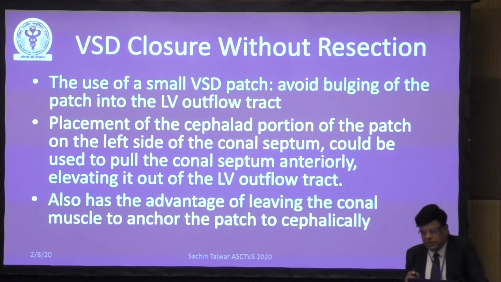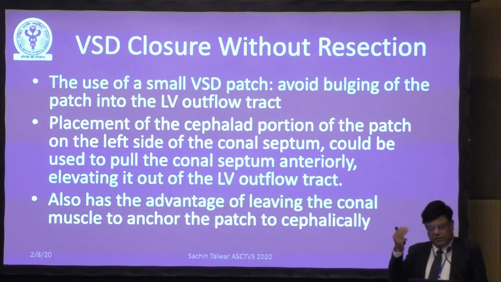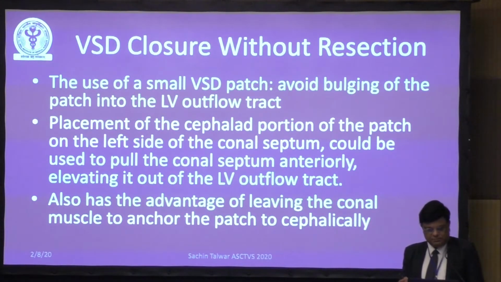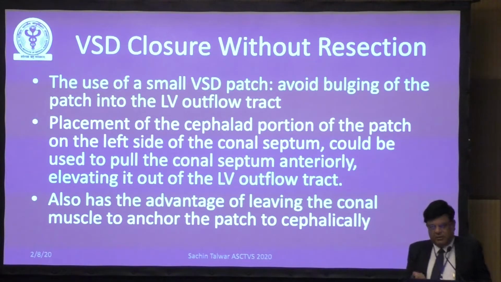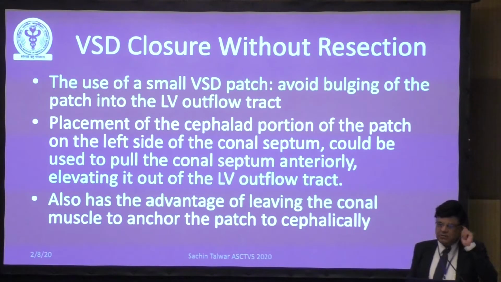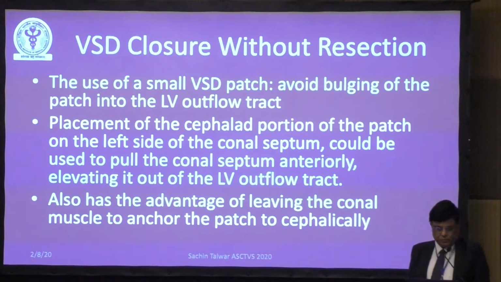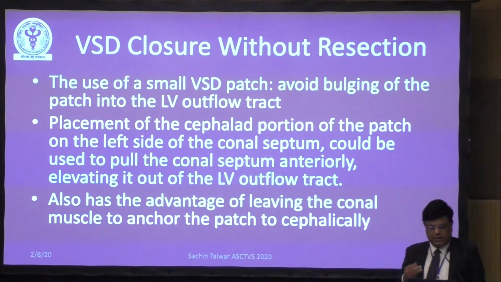Because if you put a large VSD patch, it is going to bulge into the left ventricular outflow tract. It's going to aggravate the subaortic stenosis, and the cephaloid end of the patch is placed on the left side of the coronal septum and is used to pull the coronal septum anteriorly. Once the coronal septum is pulled anteriorly, then you find that it elevates the left ventricular outflow tract. So your chances of getting severe subaortic stenosis are much lower, and also it has the advantage of leaving the coronal septum, coronal muscle, to anchor the patch to the cephalic.